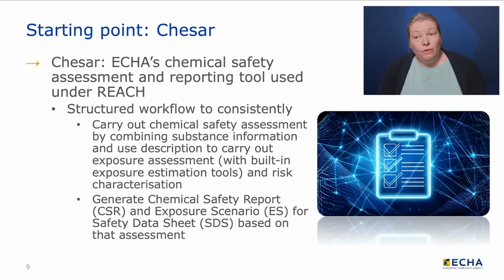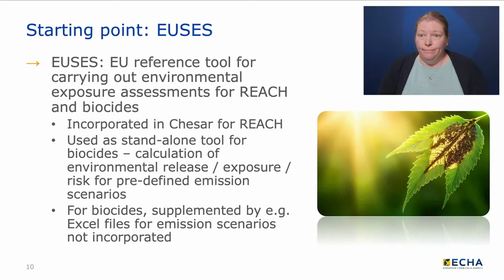So let's start with the tools that we have at the moment, Chesar and e-uses. Chesar is ECHA's chemical safety assessment and reporting tool, which was developed initially for REACH registrations. It incorporates a structured workflow to, first of all, carry out your chemical safety assessment, and then to generate the chemical safety report, also known as CSR, as well as the exposure scenarios to be attached to the safety data sheet based on that assessment.